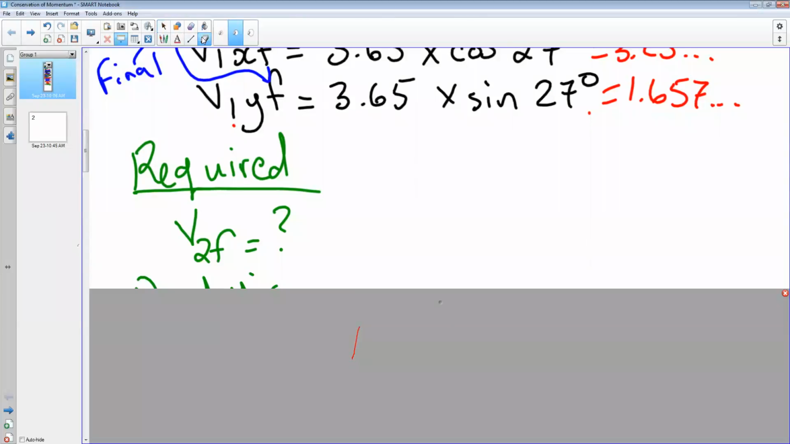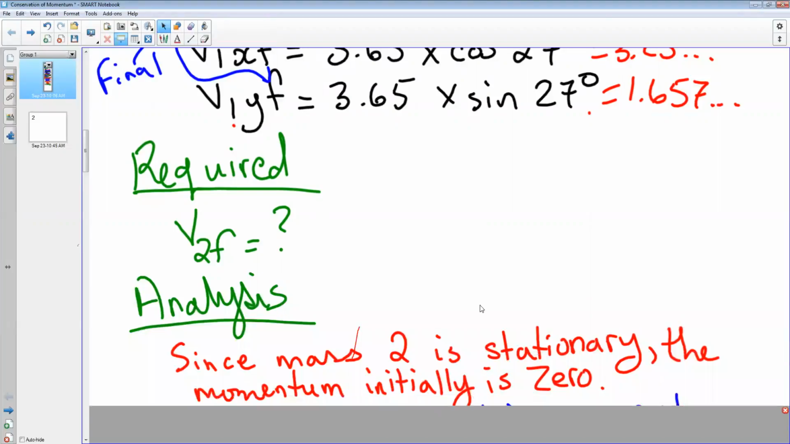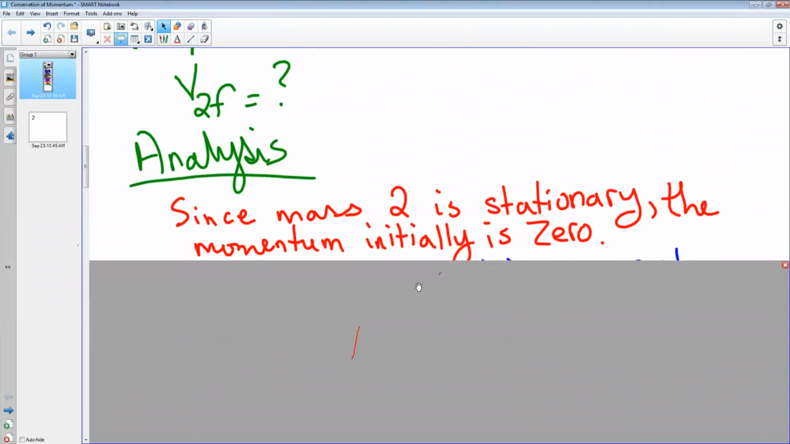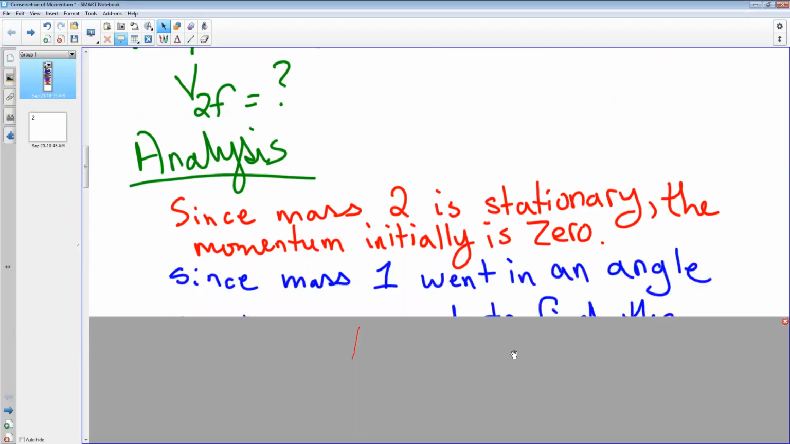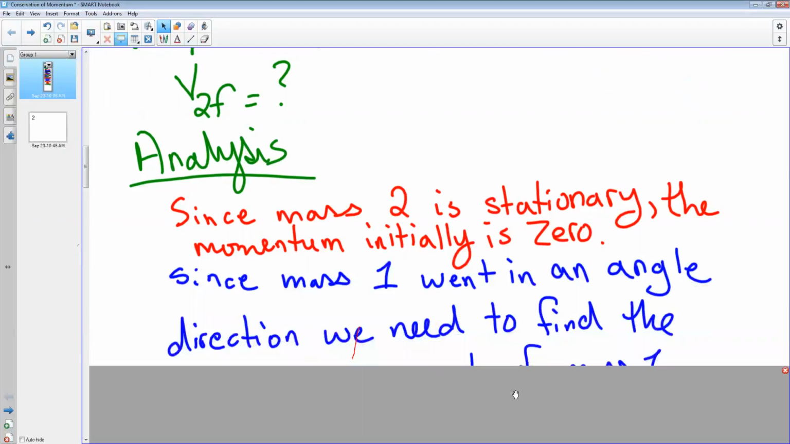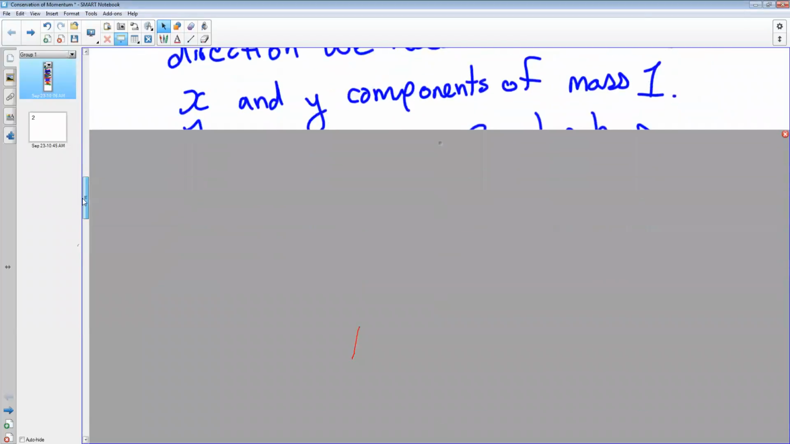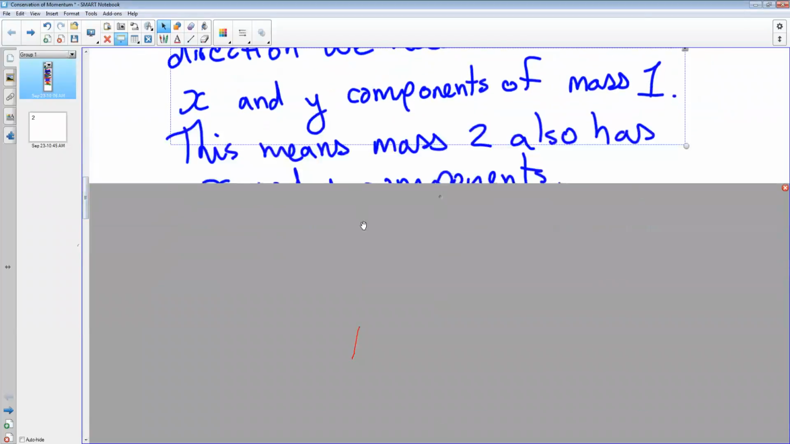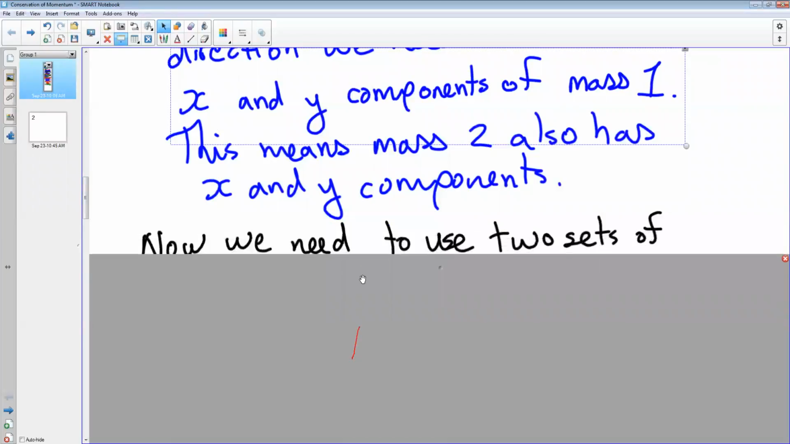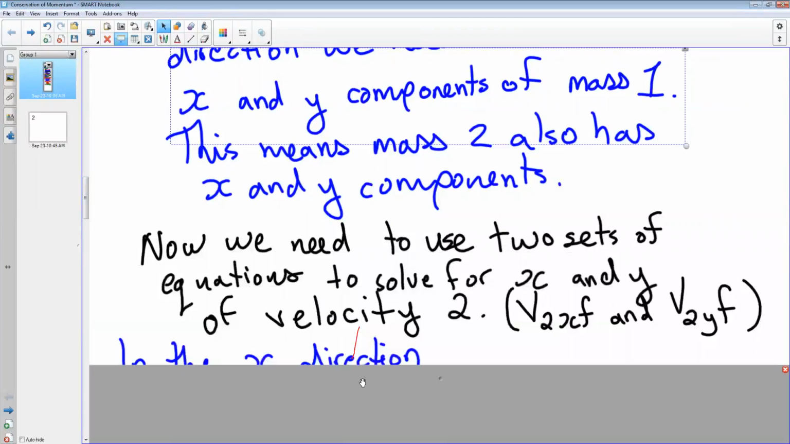First, let's get some facts out. Since mass 2 is stationary, the momentum initially is 0. Keep that in mind when we do the conservation of momentum, that initial of mass 2 is going to be 0. Since mass 1 went in an angled direction, we need to find the x and y components of mass 1, which I indicated earlier. This means mass 2 also has an x and y component, which we'll have to figure out right after.